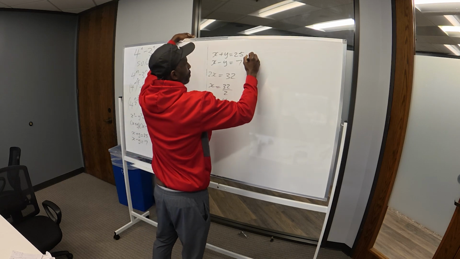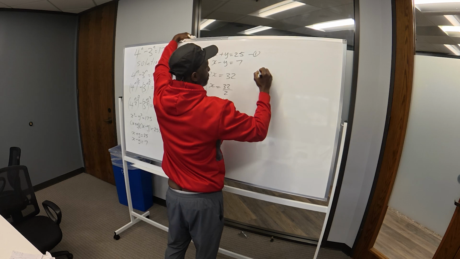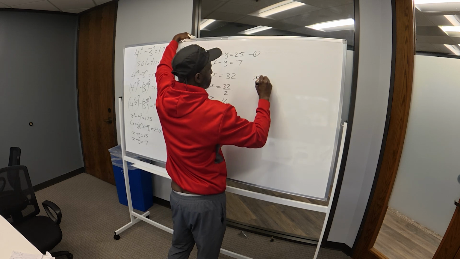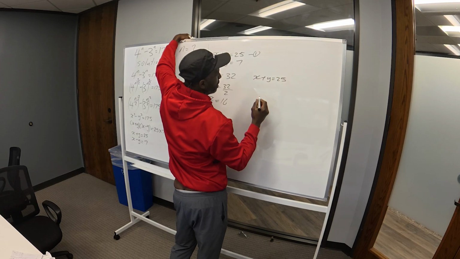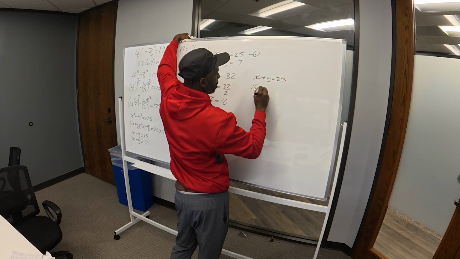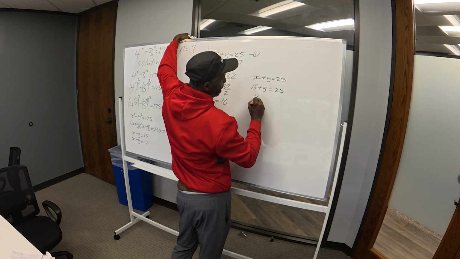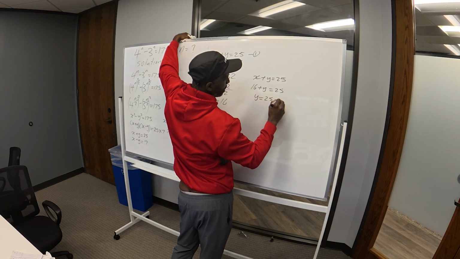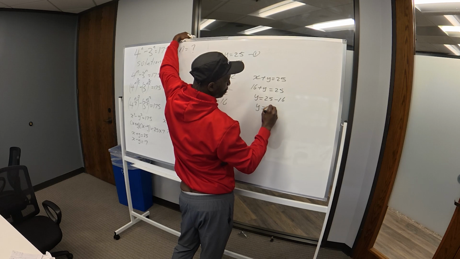And using equation 1, if x is 16, we have x plus y equal to 25. Therefore, 16 plus y is equal to 25. Therefore, y is equal to 25 minus 16. y is equal to 9.